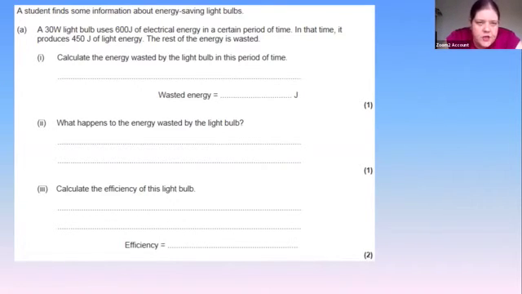A student finds some information about energy-saving light bulbs. A 30 watt, there's a clue, maybe. A light bulb uses 600 joules of electrical energy in a certain period of time, and in that time it produces 450 joules of light energy. The rest of the energy is wasted.